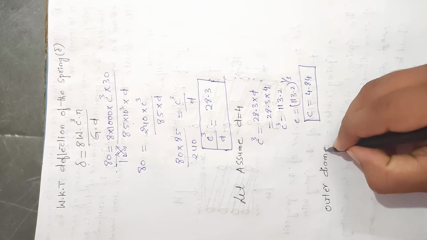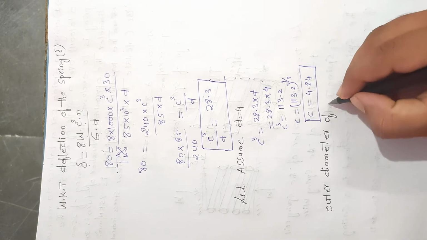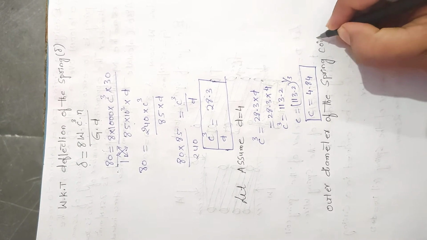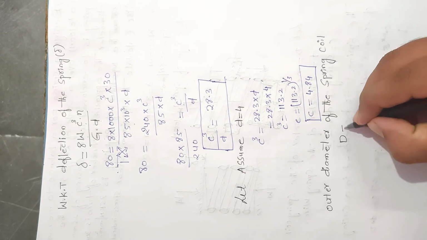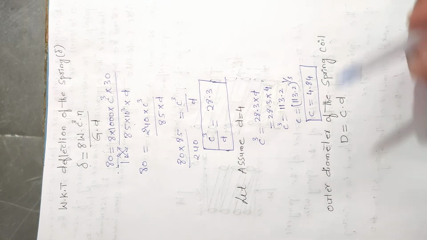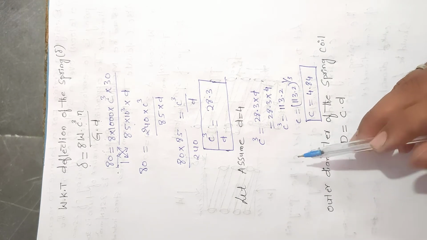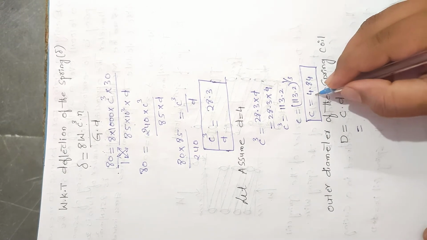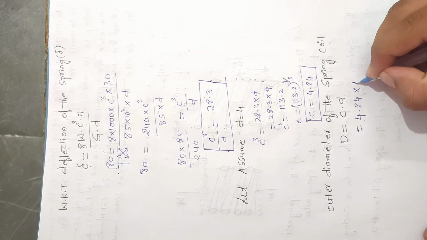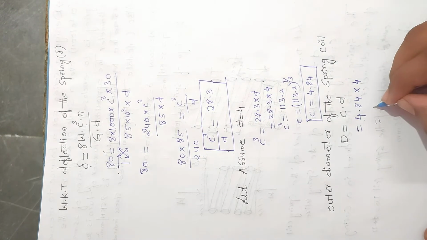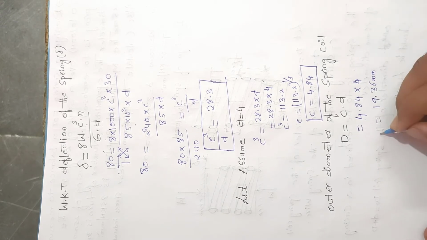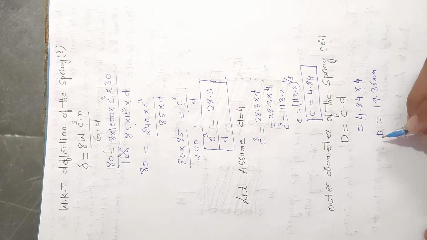Outer diameter of the spring coil. So we have the formula: D equal to spring index into diameter of the coil, or we can say diameter of the spring. Here the C value, how much we got? The spring index value is 4.84 multiplied by d. I am assuming d as 4 mm. If you multiply this, you will get the answer 19.36 mm. So this indicates the mean diameter of the spring coil.